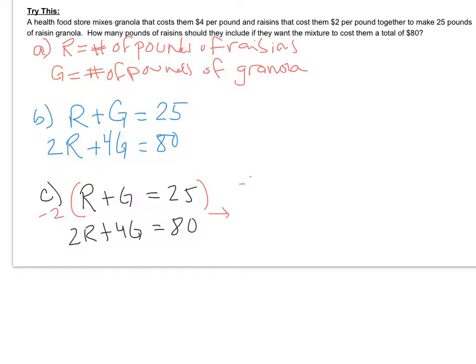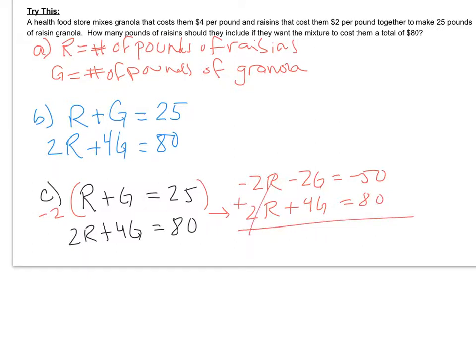If I do that, I get negative 2R minus 2G equal to negative 50. My bottom equation is 2R plus 4G equal to 80. If I add these together, the first part, the R's cancel out. Negative 2G plus 4G is 2G. And negative 50 plus 80 will give me 30. If I divide both sides by 2, I get G equal to 15. And if G is 15, if I plug back into here, I'm going to get R to equal 10.